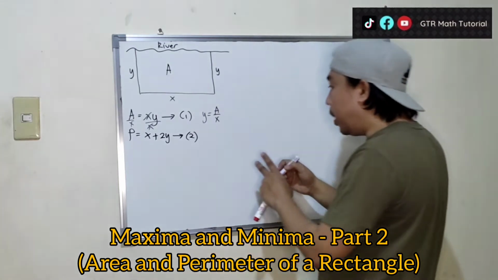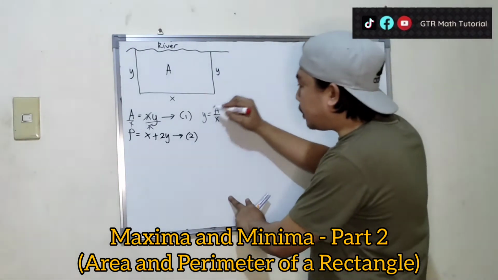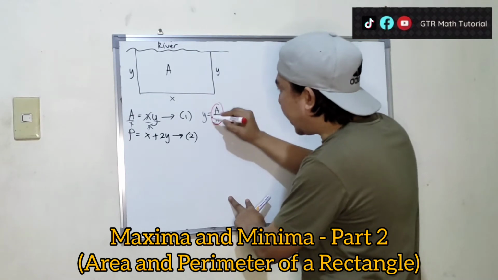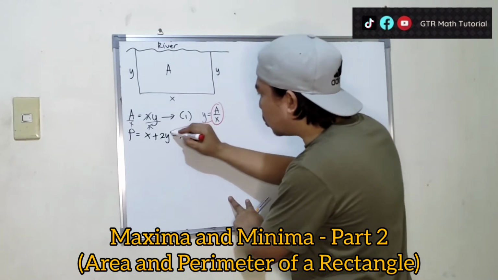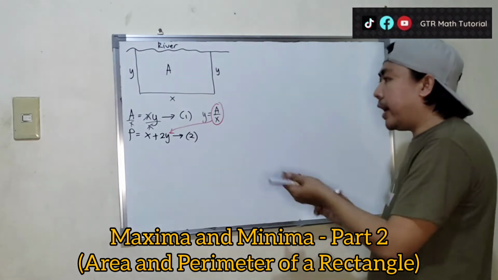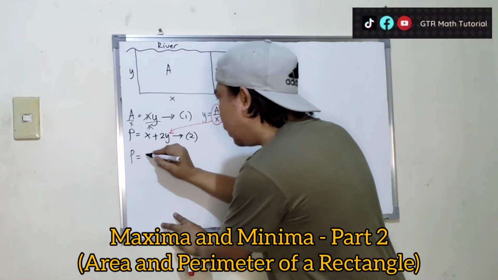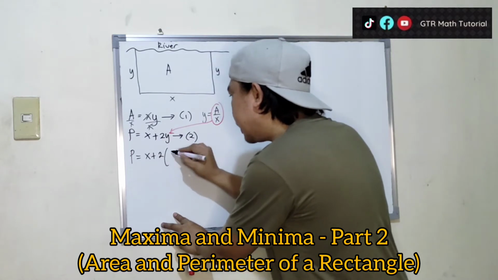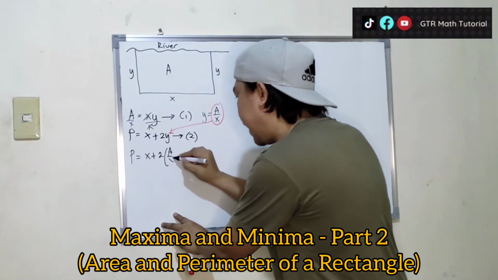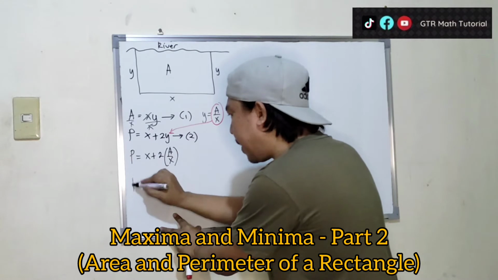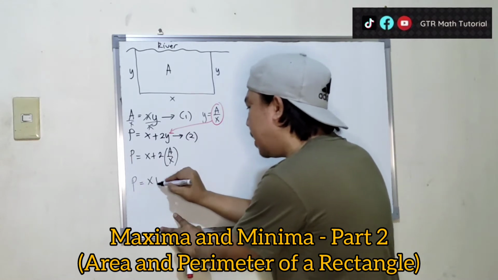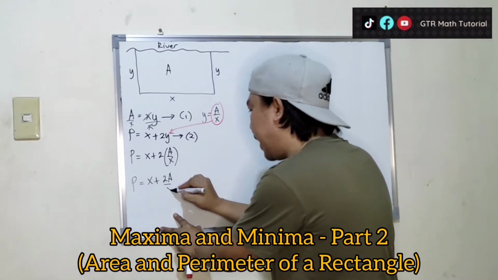So y is equal to A over x and then substitute the value of y, A over x, in equation number 2. So substitute natin yung A over x dito sa y. Therefore, we have P is equal to x plus 2 times A over x. So let's just simplify. So just remove the parentheses. So we have x plus 2A over x.